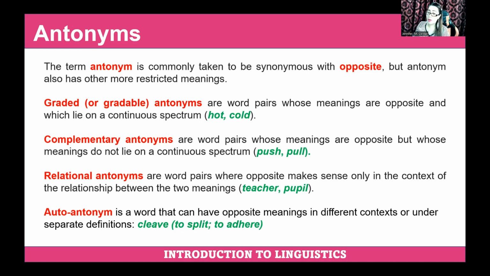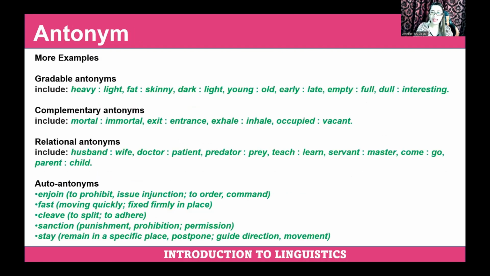Let's have the auto-antonym. A word that can have opposite meanings in different contexts or under separate definitions. So, dito, the word cleave means to split. Pwede rin to adhere. So, di ba, opposite yung meaning niya. Pwedeng in a positive way, pwedeng in a negative way. So, itong auto-antonym, mamaya magbibigay pa ako ng additional examples. Yan. I have listed here more examples for us to better understand the types of antonyms.